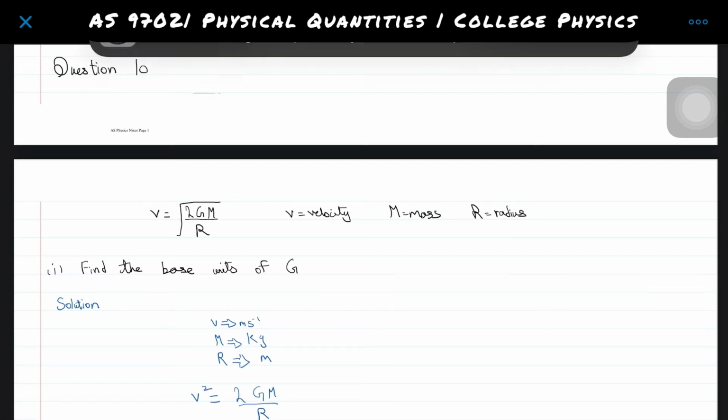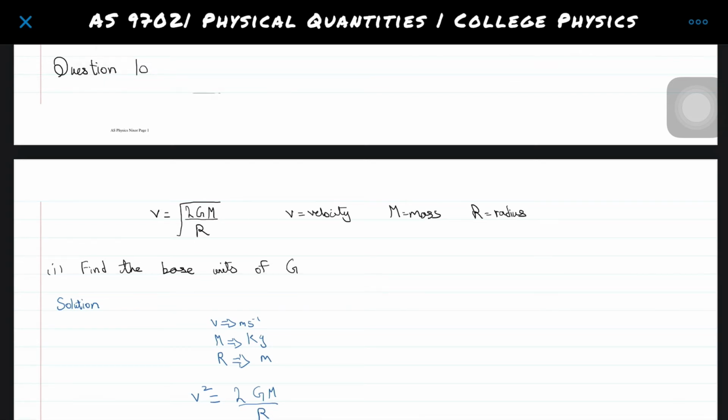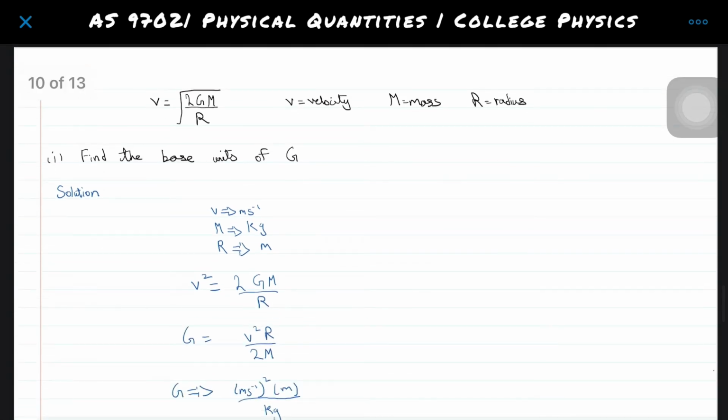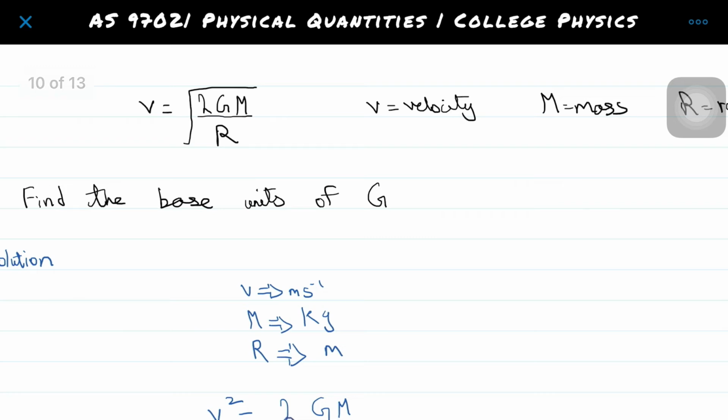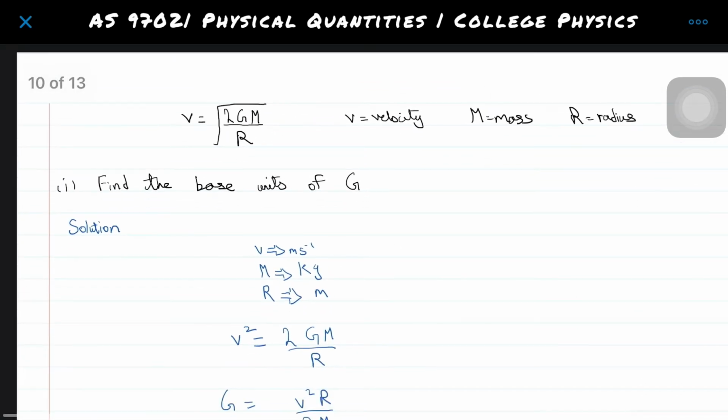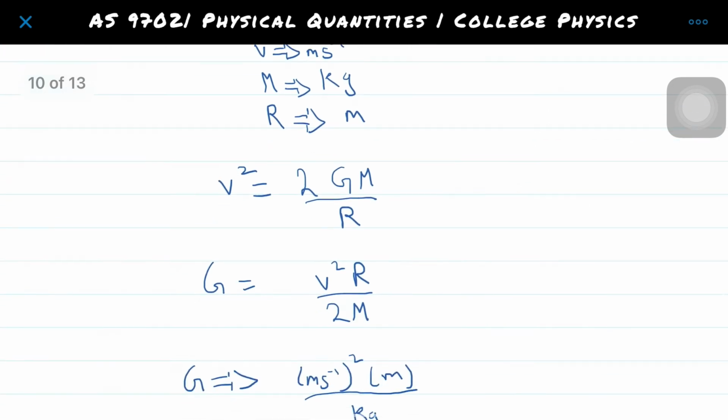V represents velocity, m represents mass, and r represents the radius, and here we have to find the base units of G. Right, so we know that the units of velocity are m s minus 1, the units of mass are kilograms, the units of radius are meter. So we'll basically remove the root present here. How? We'll square both the terms on the right and left hand side, so it will become v square, and the root is going to get cancelled by the square, so it's just going to become v square is equal to 2GM upon r. Now we have to find the base units of G, so we'll make G the subject, so it will become v square into r upon 2m.